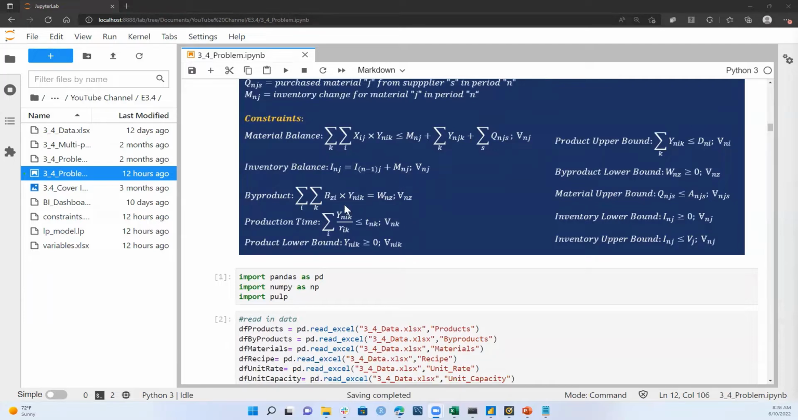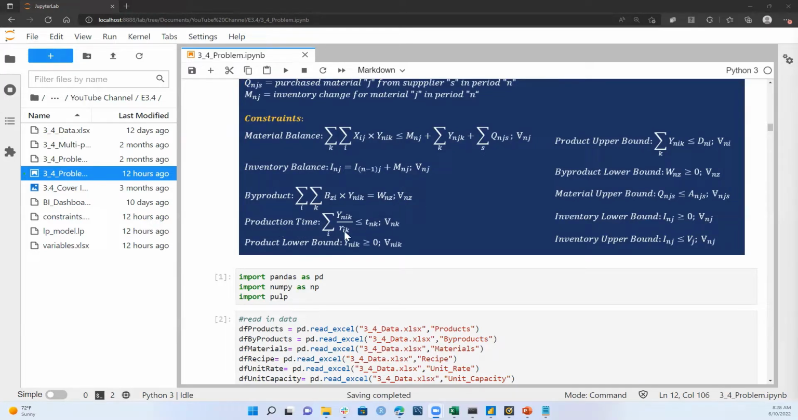Our byproduct constraint: B sub ZI, which again is the amount of byproduct Z made per ton of I, multiplied by the amount of product I made on machine K in period N, summed up for all machines making product I and all products I, gives us our total byproduct. And that is set equal to the decision variable W sub NZ. So we're really constraining this. And we're going to do that for all byproducts and all periods N.